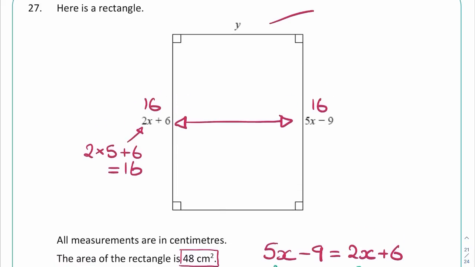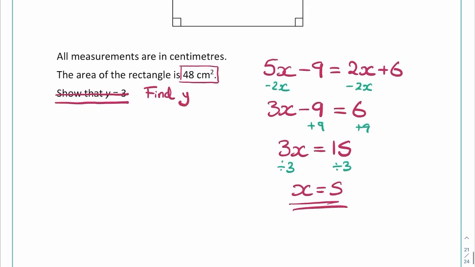So to find this width here, you would take the area, 48 centimetres squared, divide it by the length, which is 16, and that would give you the missing side length, which comes out as 3. So that little bit of working out there is our final step. It did say show that, so you'd probably put that down here as well. Just 48 divided by 16 is equal to 3.